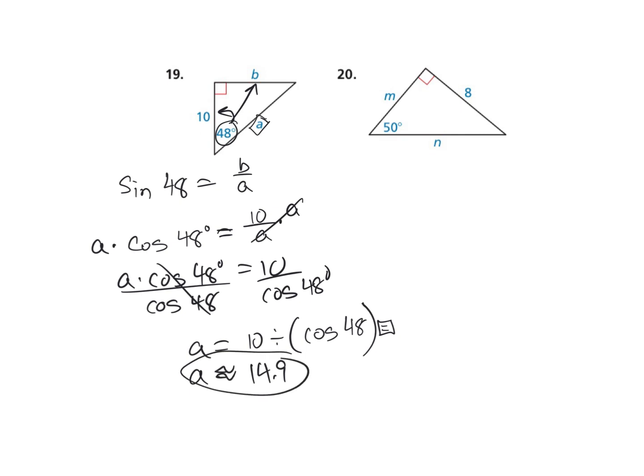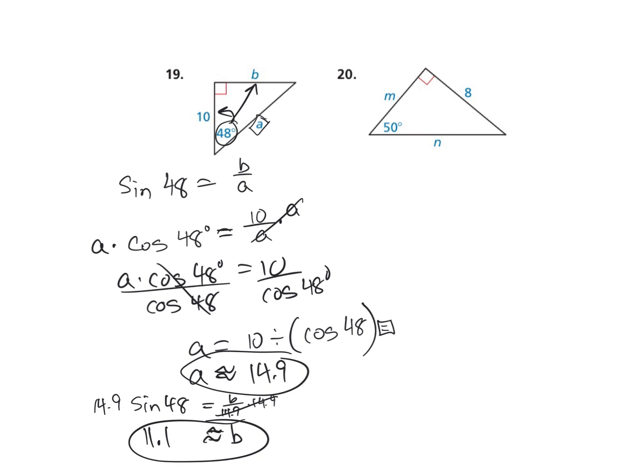That's approximation. So now we can plug it back into the sine of 48 equals b over a. A is 14 now, 0.9. So we multiply by 14.9 on both sides. And we're left with b on the right. So now we can do the sine of 48 first. And multiply that by 14.9. And we get 11.1. And those numbers look to be correct.